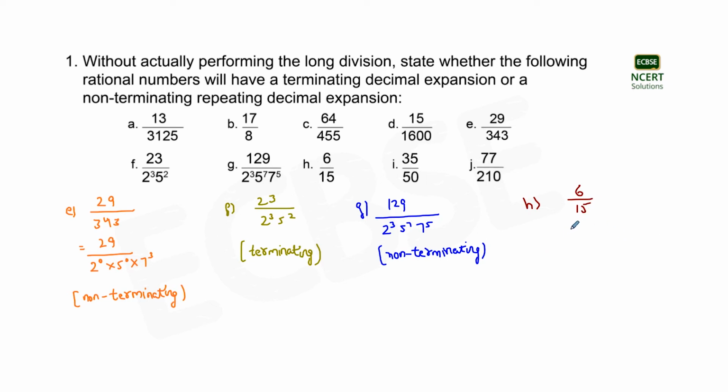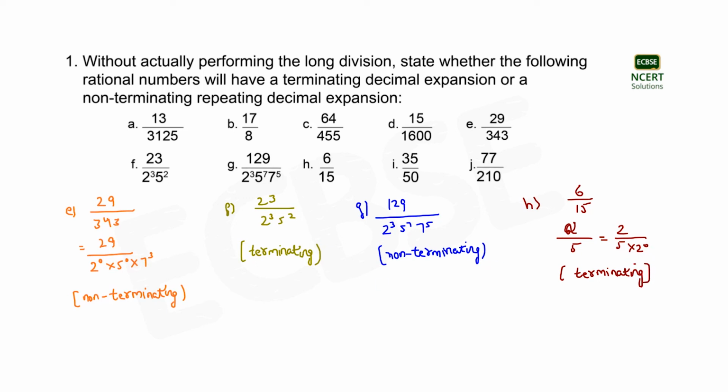Now coming to the H part, here the number provided is 6 by 15. So performing the prime factorization, or we can say simplifying the numerator and the denominator and cancelling the common factor in them, it will be reduced to the form 2 by 5, which can also be written as 2 by 5 into 2 raised to power 0. And as only the factors 2 and 5 are present in the denominator, it will result in its decimal expansion to be a terminating decimal expansion.